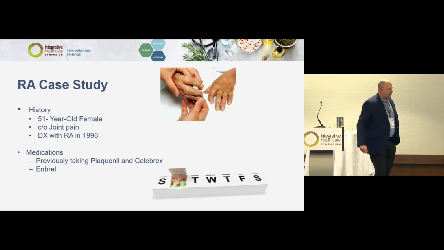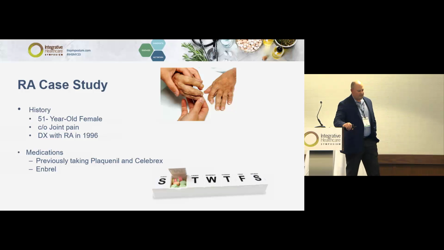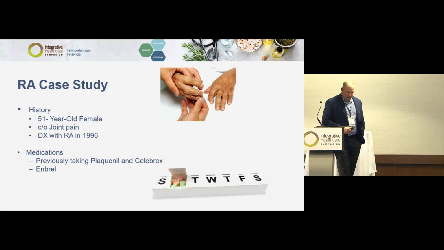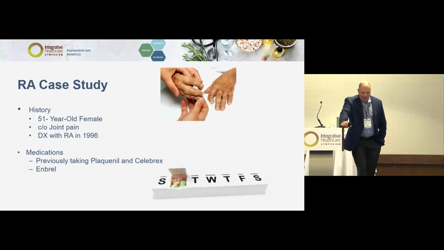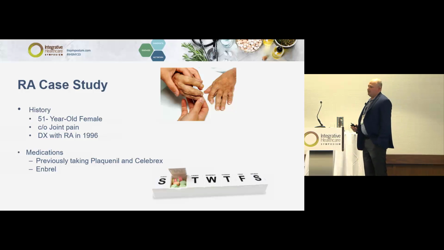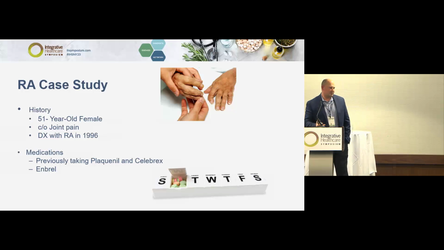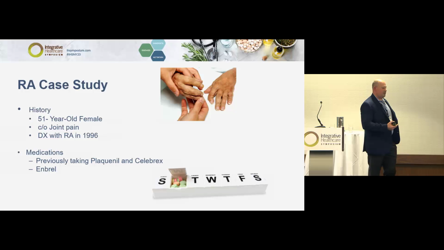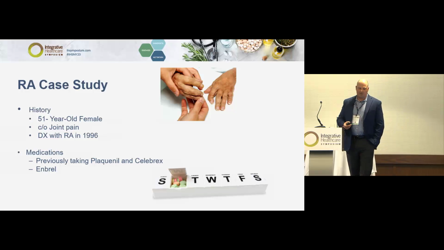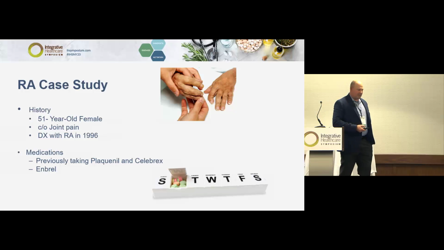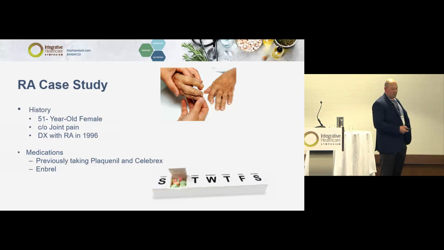So this was a patient with rheumatoid arthritis, 51-year-old female. She was diagnosed with RA in 96. So she's had, when I saw her, RA for about 20 years. She was previously taking Plaquenil and Celebrex, and they weren't really helping with her symptoms, and she was currently taking Enbrel at the time when I saw her. So she's following the standard of care, but she's still symptomatic. So what are these people supposed to do at that point if they don't go down their own rabbit hole of looking for someone who does functional medicine? It's not like they're trying to avoid taking the medications, they're just not working.